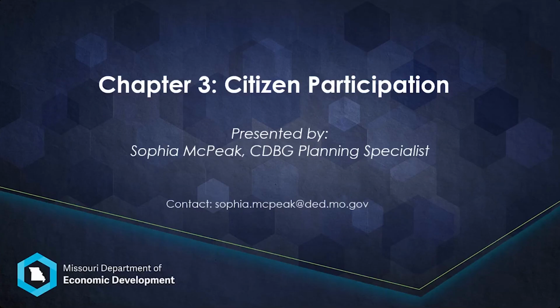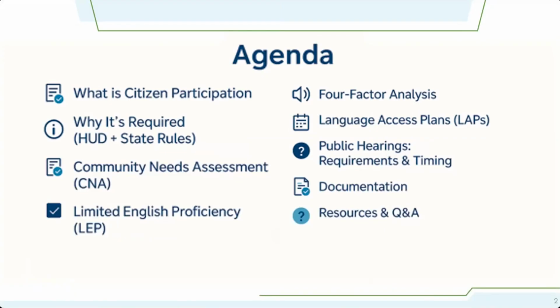Today's training covers what citizen participation is, why it's required, and how to meet key expectations under HUD and Missouri's Citizen Participation Plan. We'll briefly go over requirements like the community needs assessment, limited English proficiency, and the four-factor analysis. I'll also explain when a language access plan is triggered, what's required for both public hearings, including the timing and notices, and what needs to be documented at each step. We'll then wrap it up with a few reminders and helpful resources before moving on.